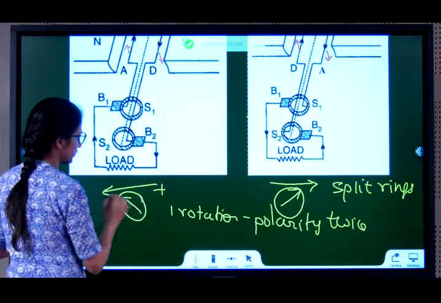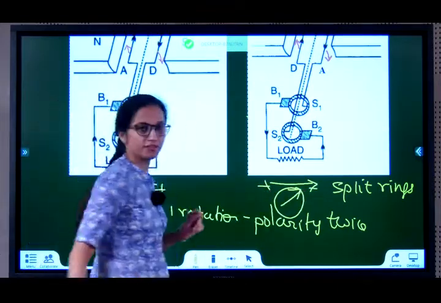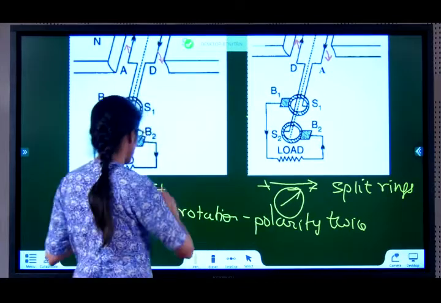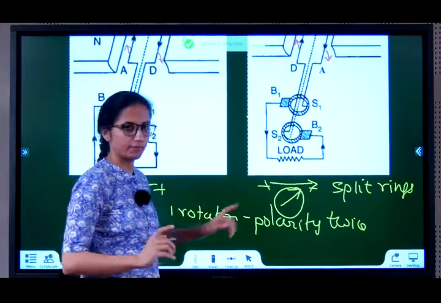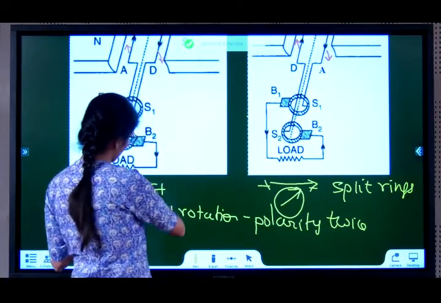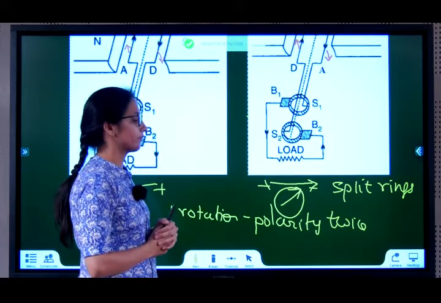If this is positive to negative, here this is positive to negative. Current flows from positive to negative. So in one rotation, polarity changes twice. One time, two time, right? So there are two polarity changes. Now, stop.